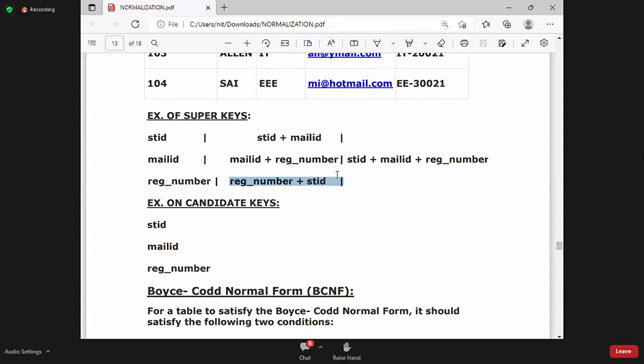Registration number plus student ID. Can I say super keys? Yes, both are having uniqueness. That means either individual or combination. If both are showing uniqueness, then those are called super key columns.